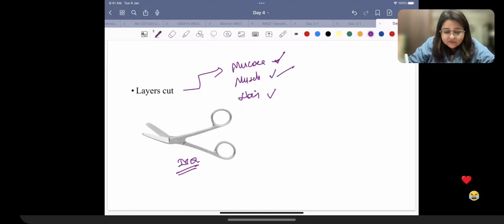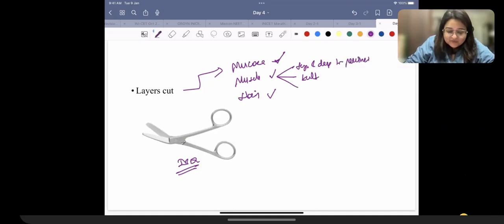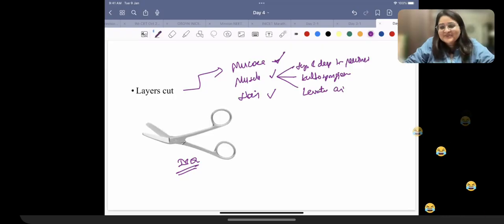Which muscles are cut? You have three muscles cut: the superficial and deep transverse perineal muscles, then the bulbospongiosus, and part of the levator ani.